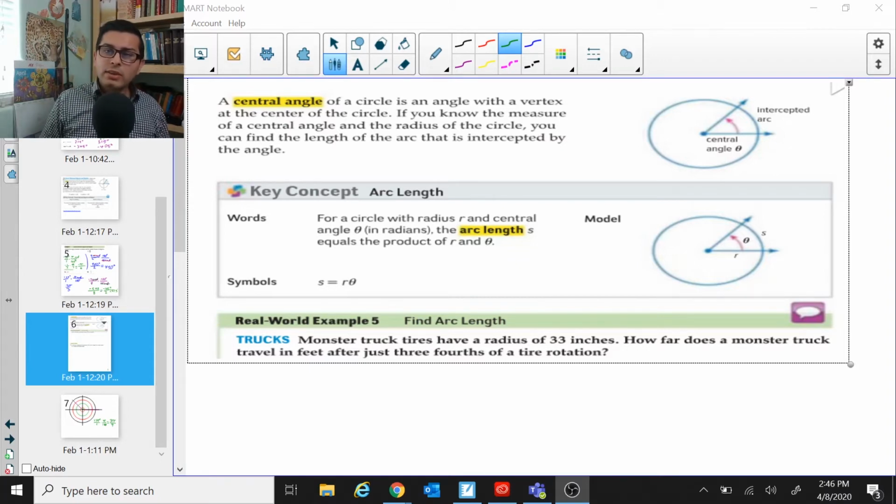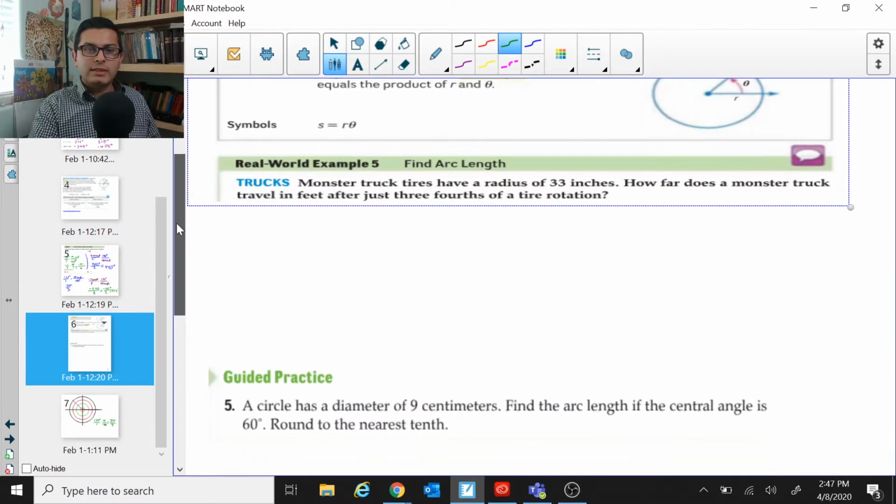Because to calculate the arc length, all you have to do is take the radius and multiply it times whatever the angle is. So for a full circle, that angle is going to be 2 pi. So 2 pi r, 2 pi times the radius. And that would be the entire circumference, the arc length of the entire circle. But if you only want a section of the circle, you use whatever angle is given to you. So let's try that in this example.